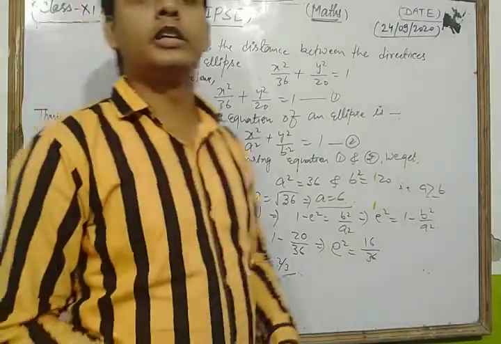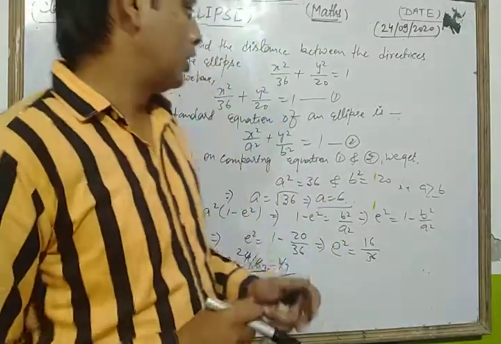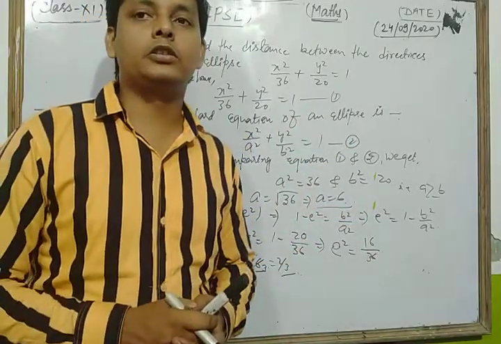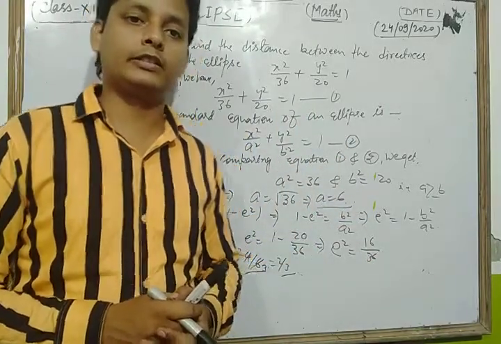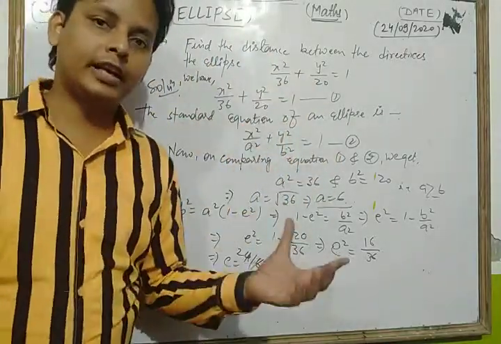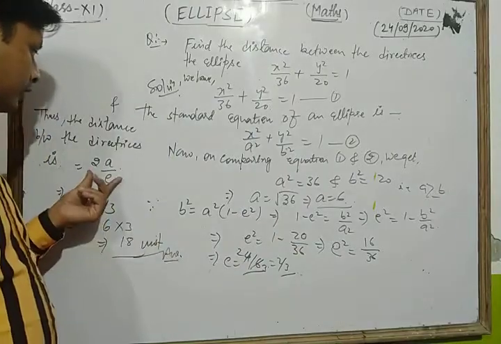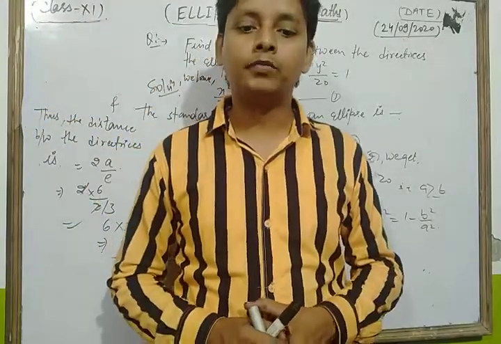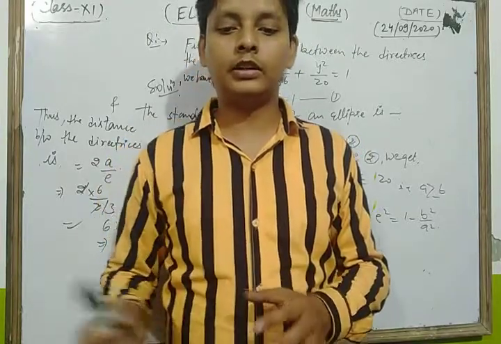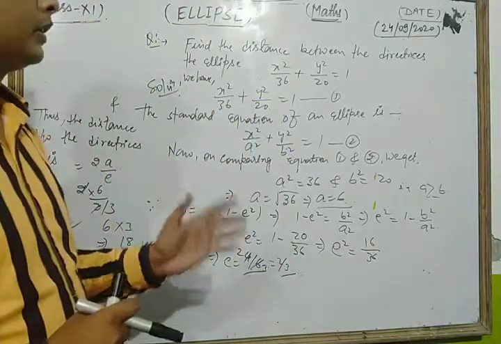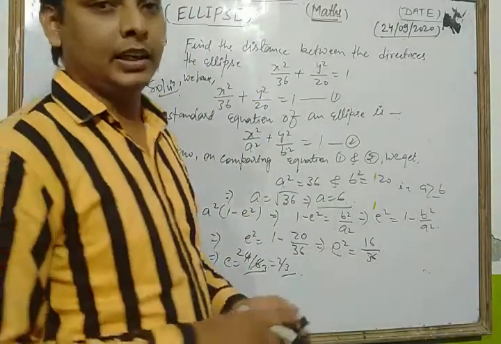Thus, dear student, in this way we can solve that type of question based on finding the distance between the directrices of an ellipse. So first we find the value of A and E. After that we apply the formula. The distance between the directrices is 2A upon E. This is the question, and in this way we can solve that type of question. Now we take and solve some other important questions based on an ellipse.